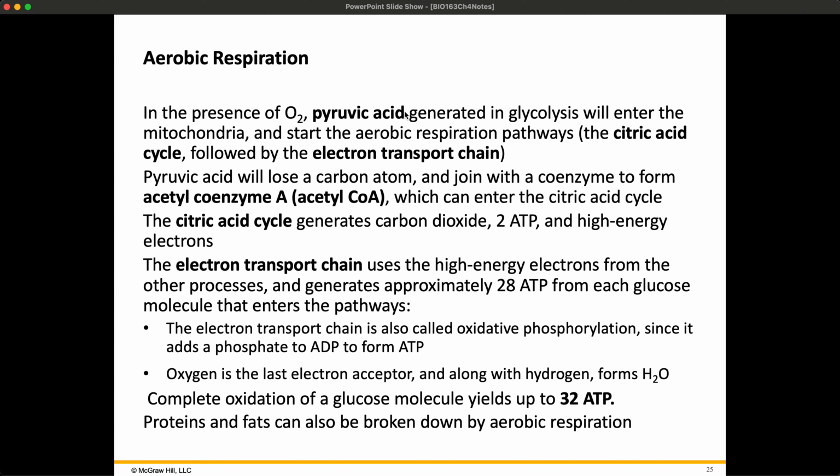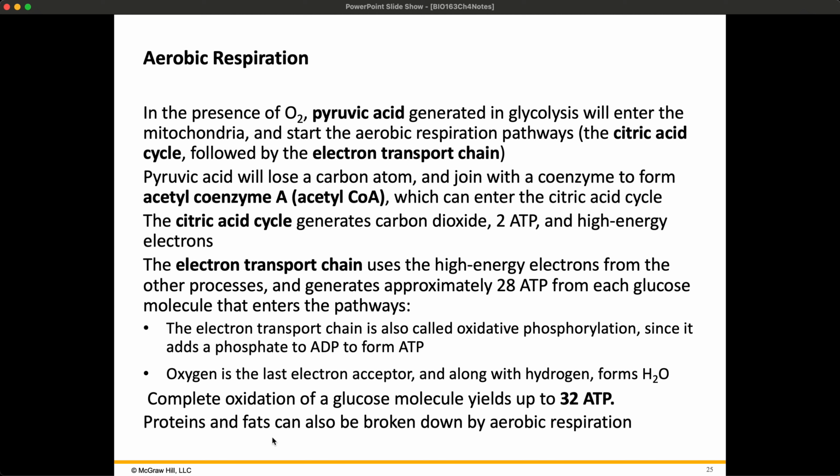So this was the metabolism of glucose. This was the oxidation of glucose. This all three steps. Started with glucose, that was our beginning product, and we're ending with these ATP. But you can also oxidize proteins and fats through aerobic respiration.